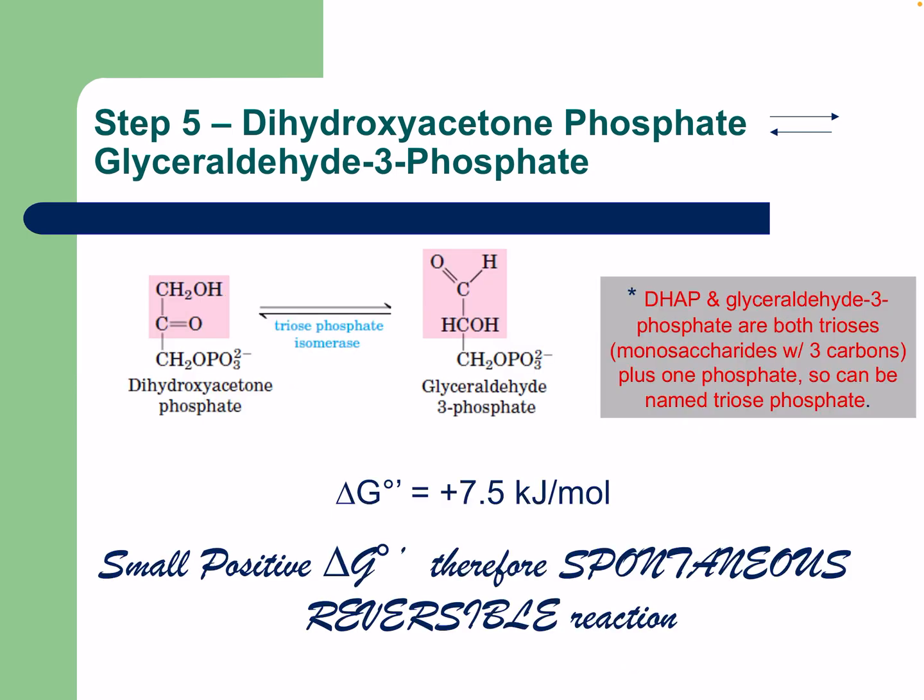So DHAP and G3P are both trioses, which are monosaccharides with 3 carbons. So this is when we split from 6 to 3 carbons. So there's our 1, 2, 3. 1, 2, 3. And so plus 1 phosphate. So again, we have 1 phosphate, so it can be named triose phosphate. Again, relatively small positive, so it is a spontaneous reversible reaction.